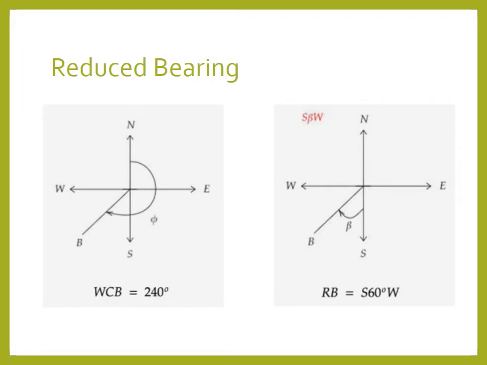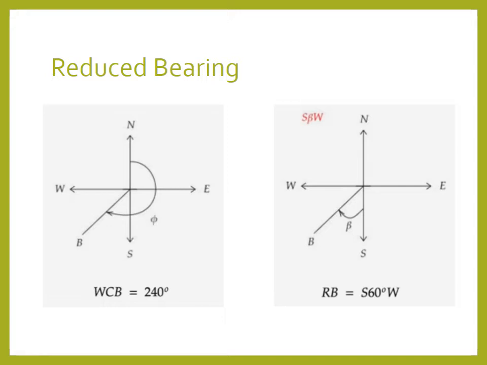In this figure there is a line B. If you notice, line B is present in the southwest quadrant, and when I measure the bearing of this line B from the north pole, it is called the whole circle bearing, and it is around 240 degree. If I want to convert this whole circle bearing into quadrantal bearing or reduced bearing, I have to mention in which quadrant it is present. First, that is the southwest quadrant.